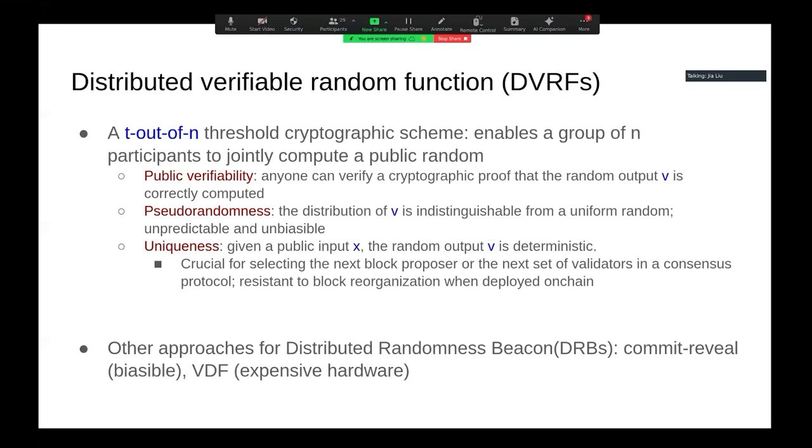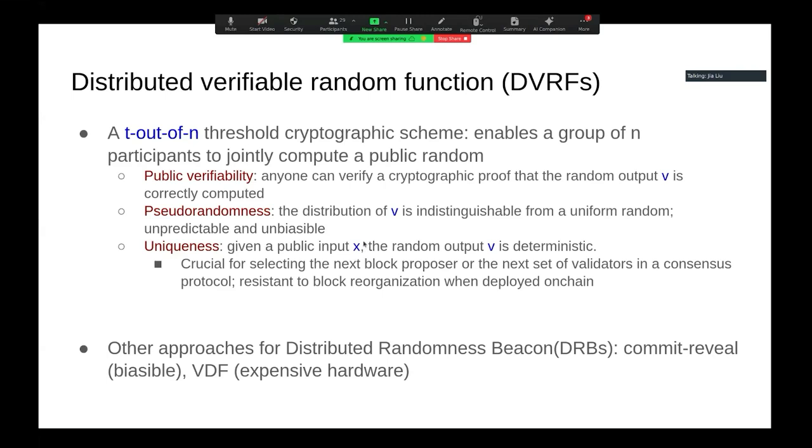Uniqueness means the random output V is deterministic. It's a unique value for each public input string X. So we generate the random output on the public input string X. This public input string could be a counter, it could be a timestamp. It just needs to be a unique value throughout the protocol.